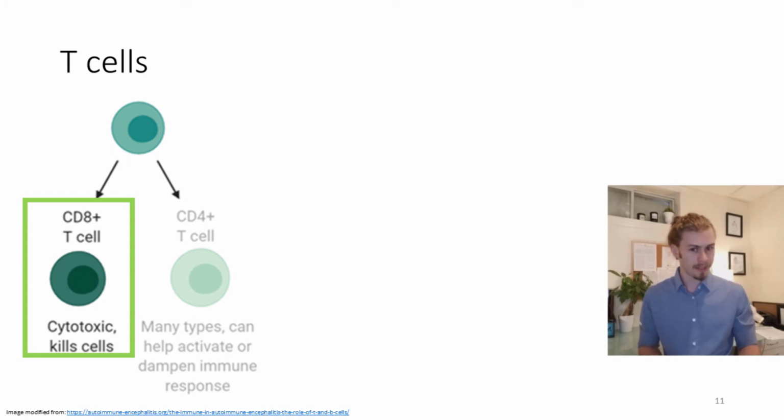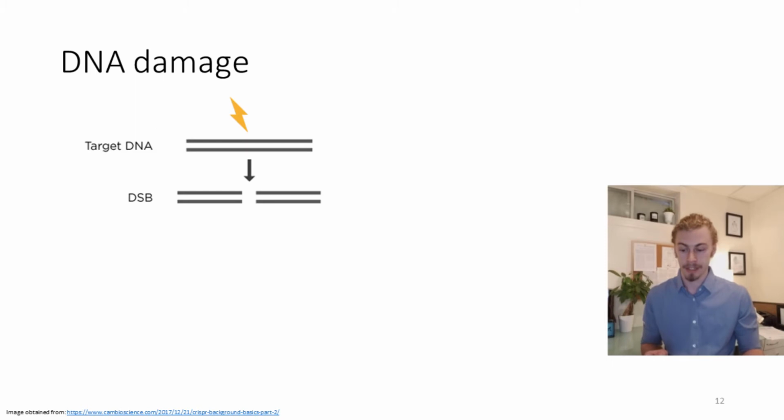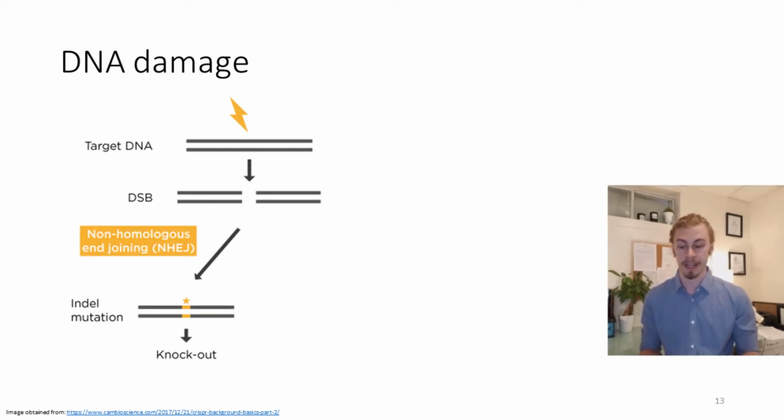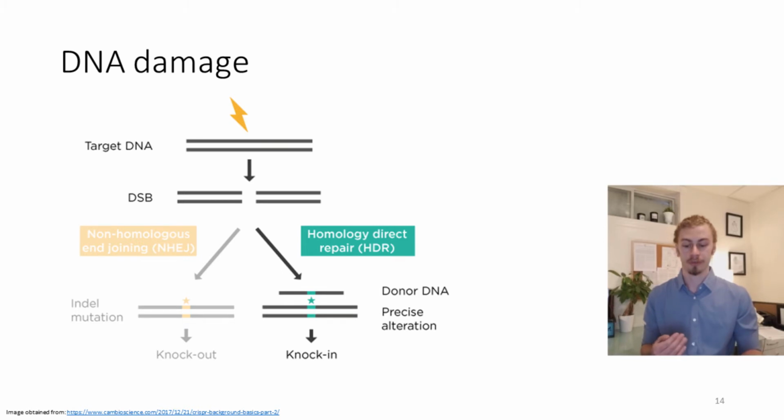Now, this is not the only way that DNA can be broken. It can also be damaged as a result of radiation, chemicals, or different enzymes to create double-stranded breaks in the DNA. These double-stranded breaks are repaired by two different mechanisms that the cell employs. The first mechanism is non-homologous end joining, which creates an insertion or deletion mutant, which leads to frame shift of the DNA, which knocks out target genes. You also have homology direct repair, which utilizes donor DNA to create precise alterations in the DNA sequence, which can lead to gene knock-ins.